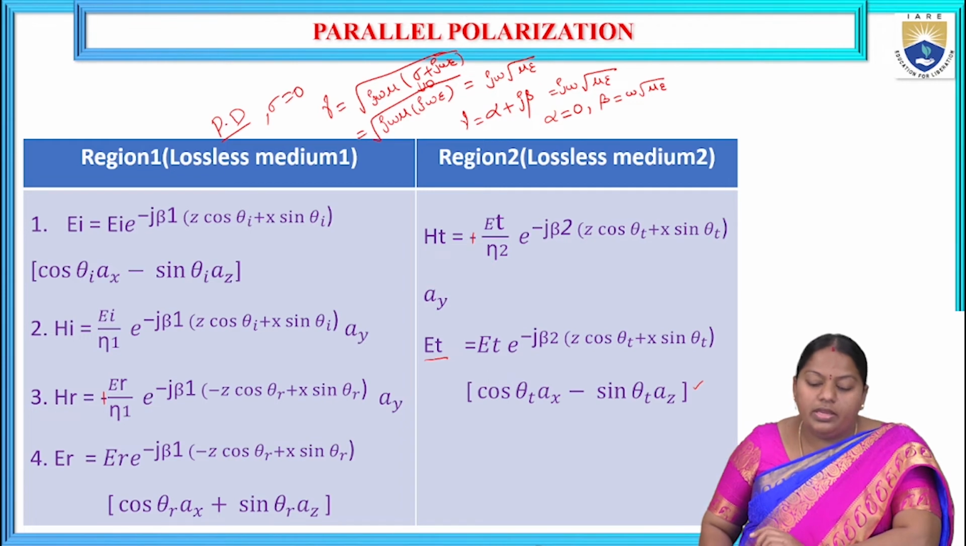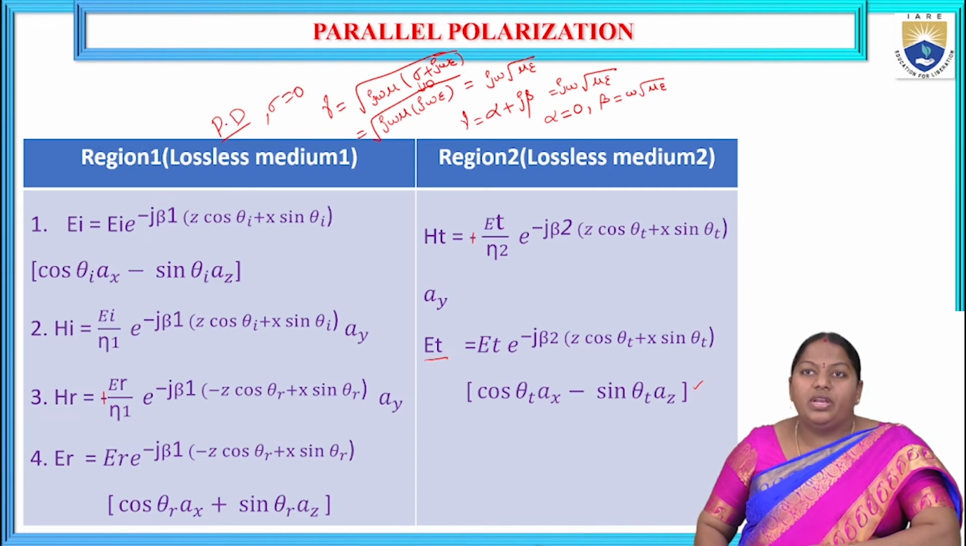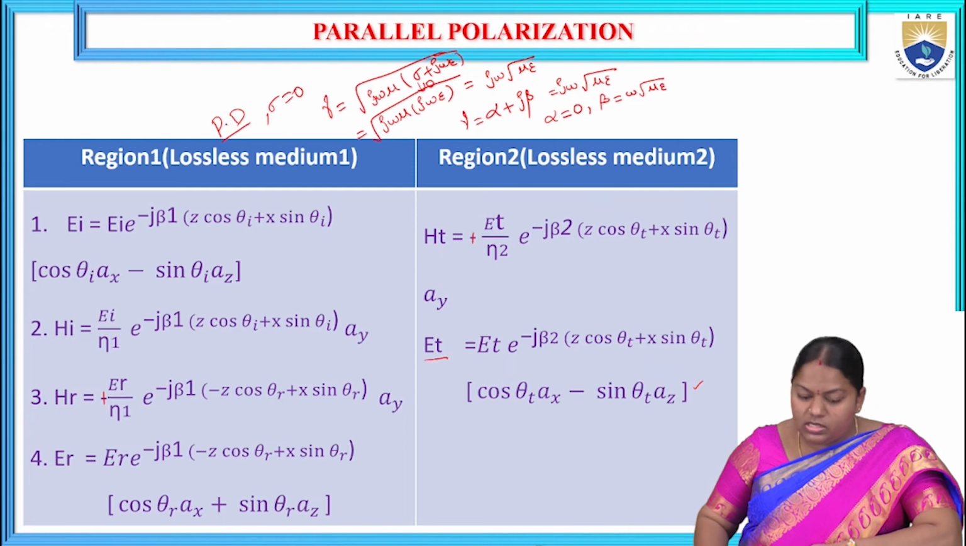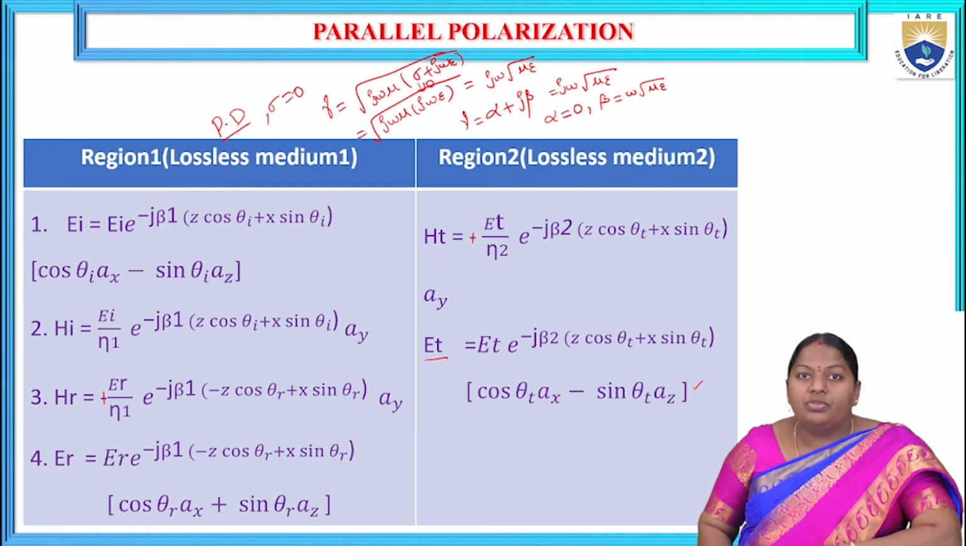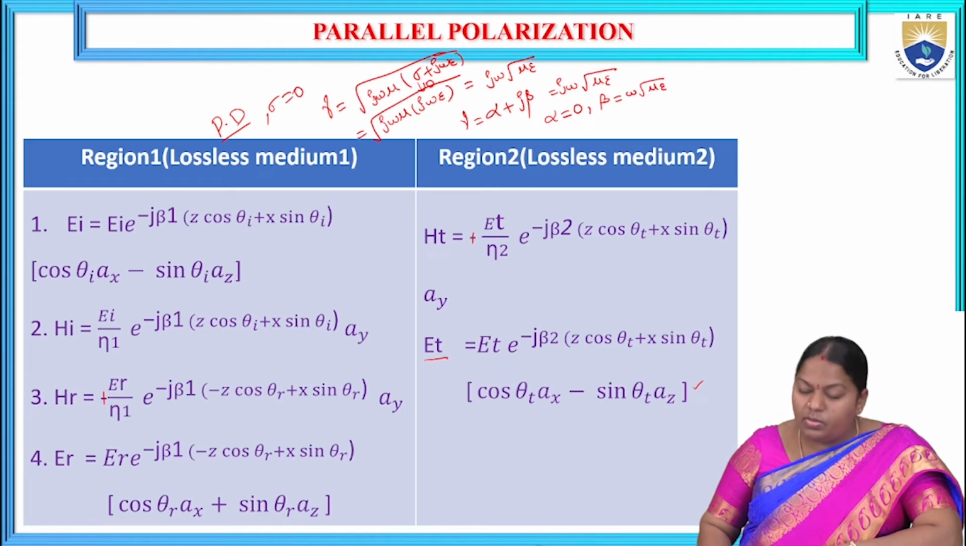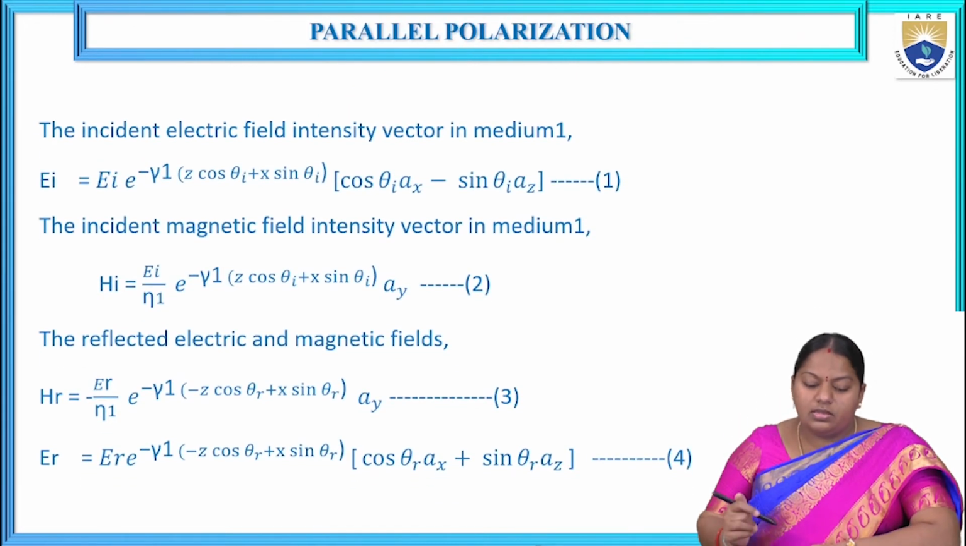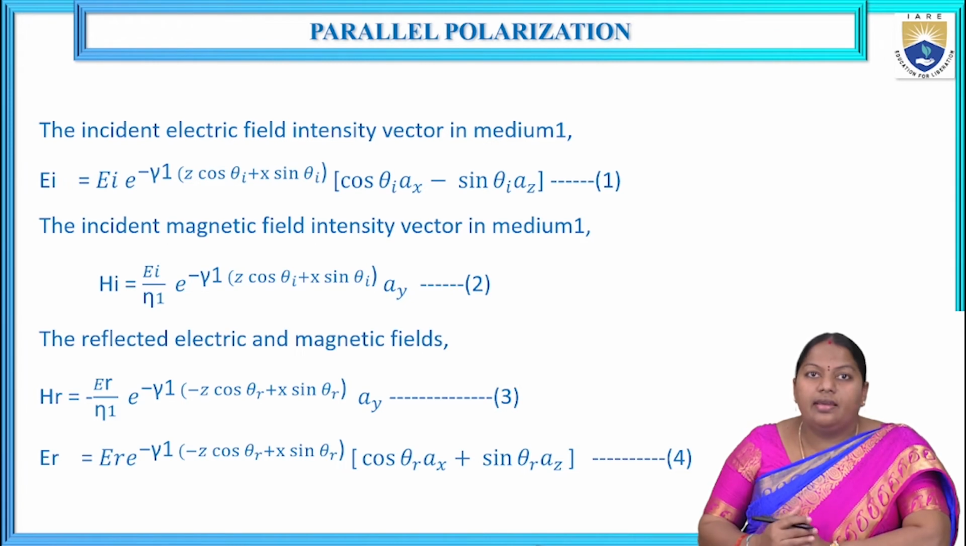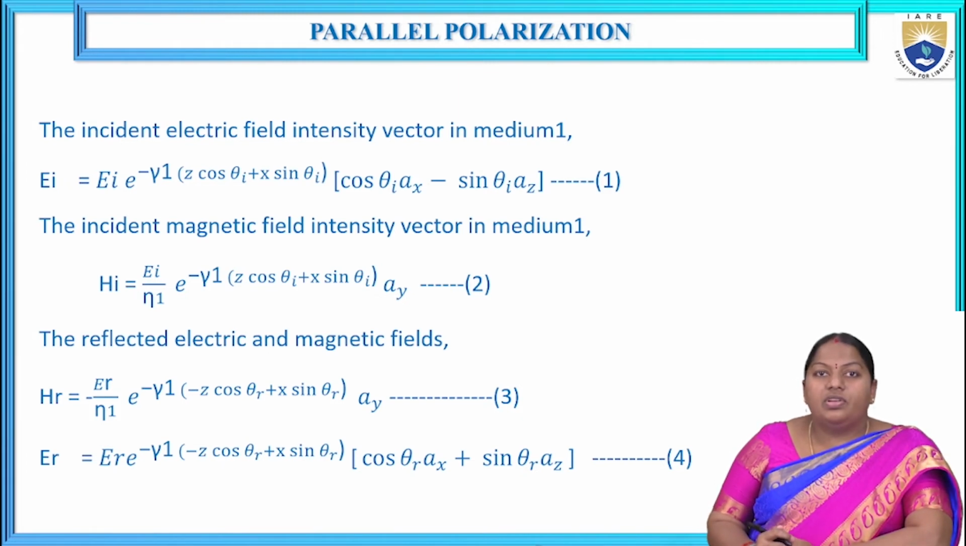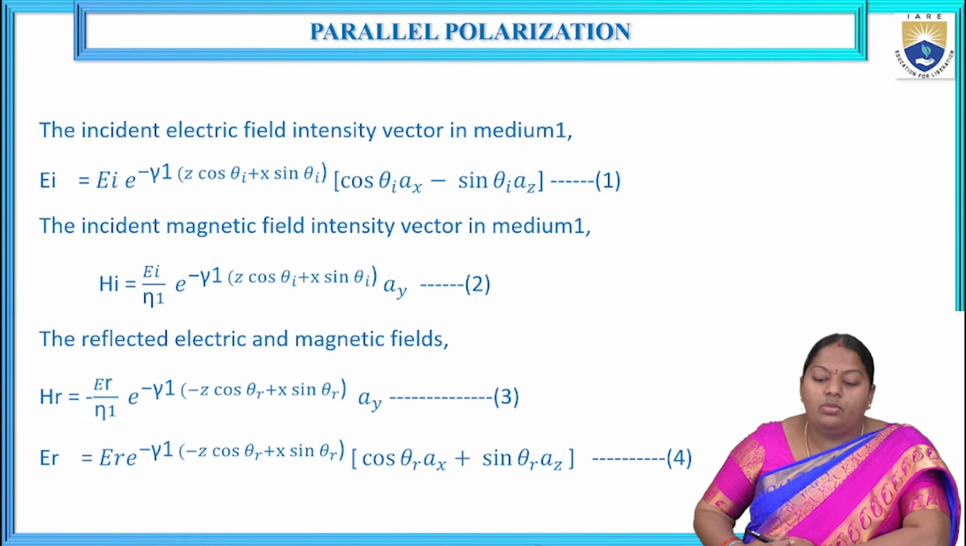Now we are writing all the equations for the lossless medium. The lossless medium is also said to be a perfect dielectric medium. For that, gamma becomes j beta only. Hence, we are replacing gamma 1 by j beta 1 and gamma 2 by j beta 2. Okay. So after finalizing all such equations, now we are going to derive the mathematical equations for gamma parallel and tau parallel. Those two are the reflection and transmission coefficients for the parallel polarization or vertical polarization.